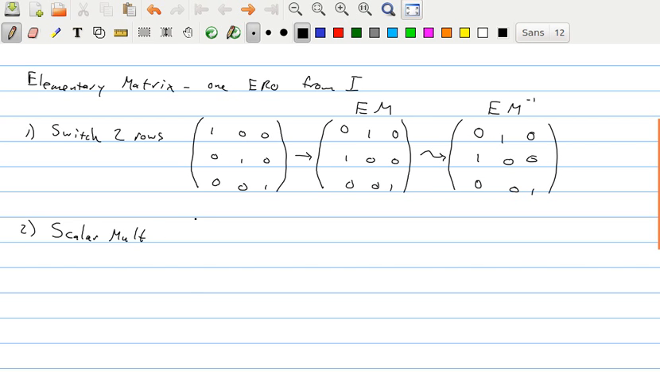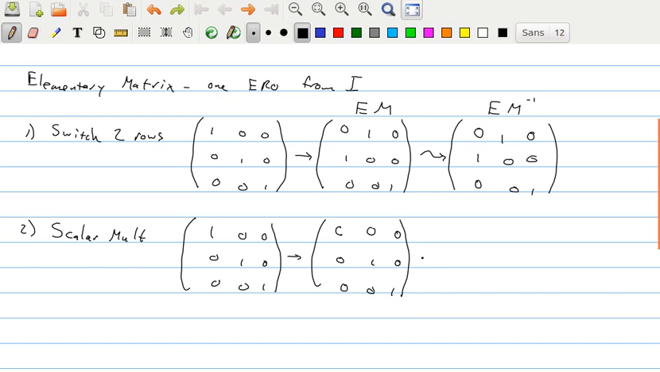Okay. Also, after switching 2 rows, we can multiply a row by a non-zero scalar. So if we were to take the identity matrix, 1, 0, 0, 0, 1, 0, 0, 0, 1, and multiply a row by a scalar. Let's say we multiply the top row by C. That'll give us the matrix C, 0, 0, 0, 1, 0, 0, 0, 1.